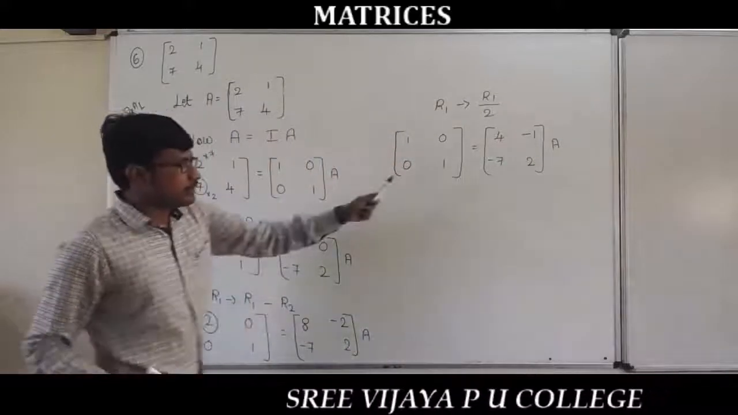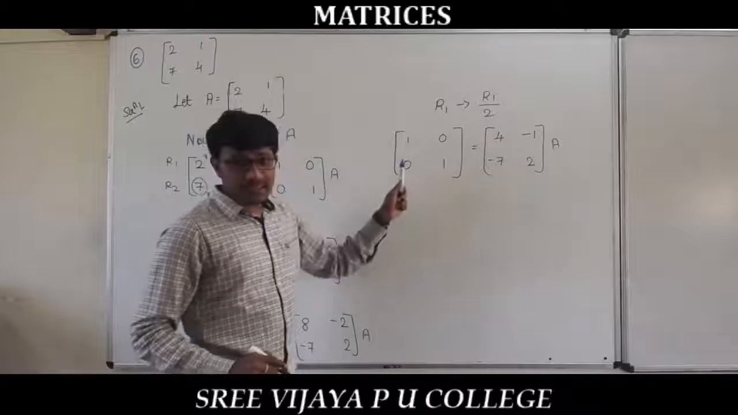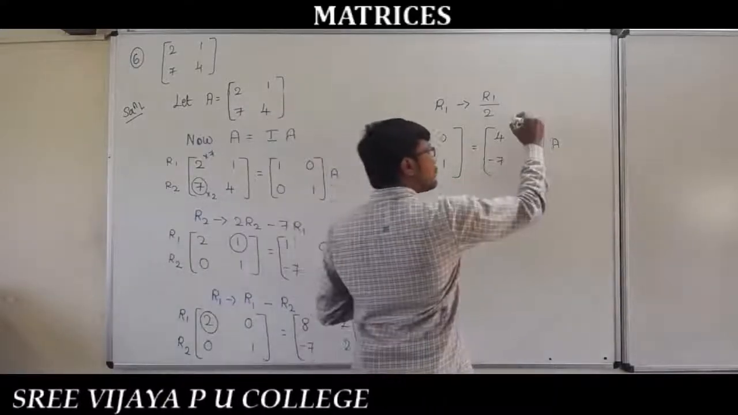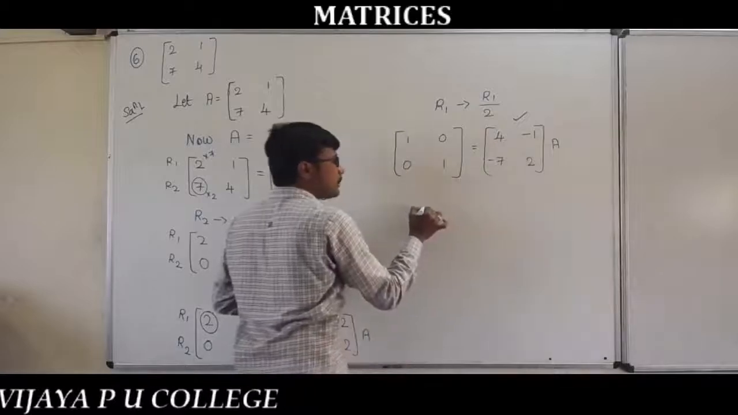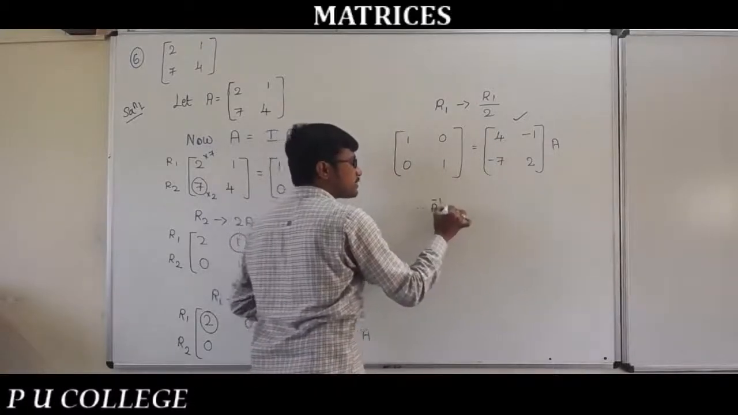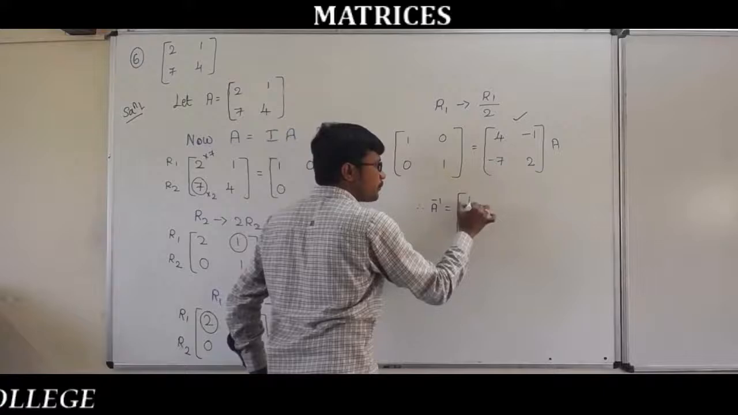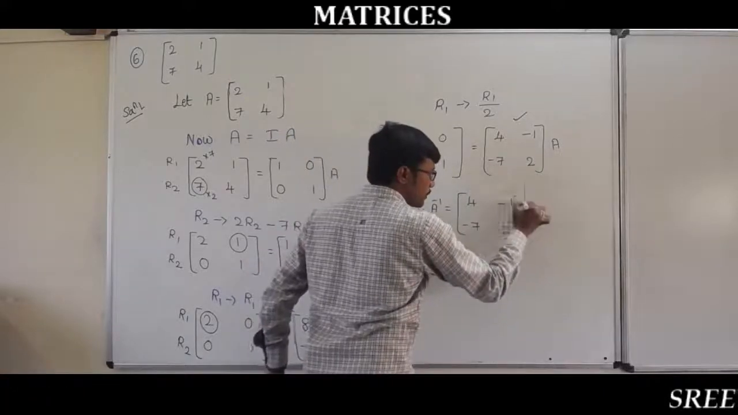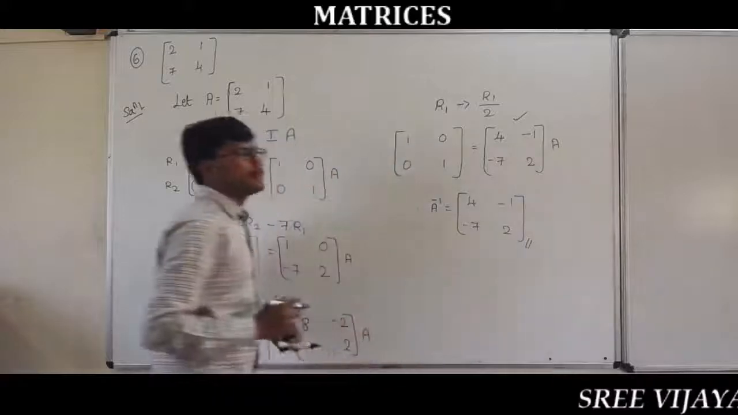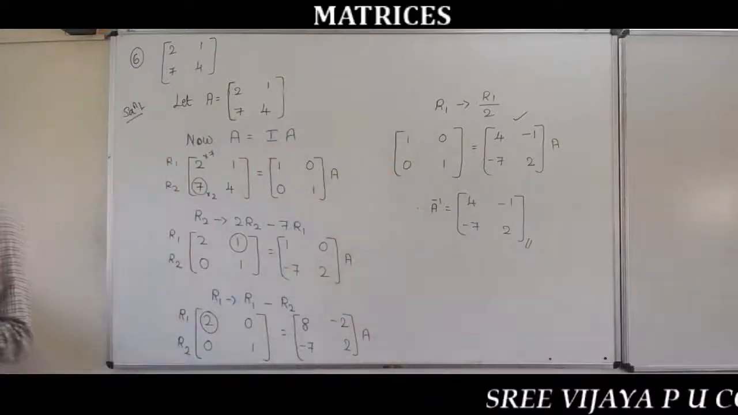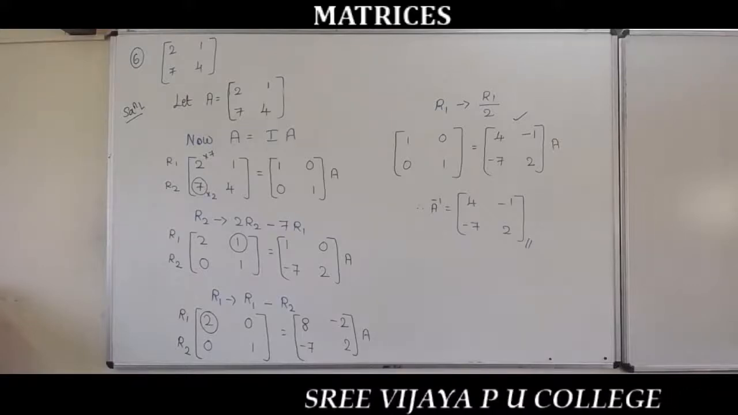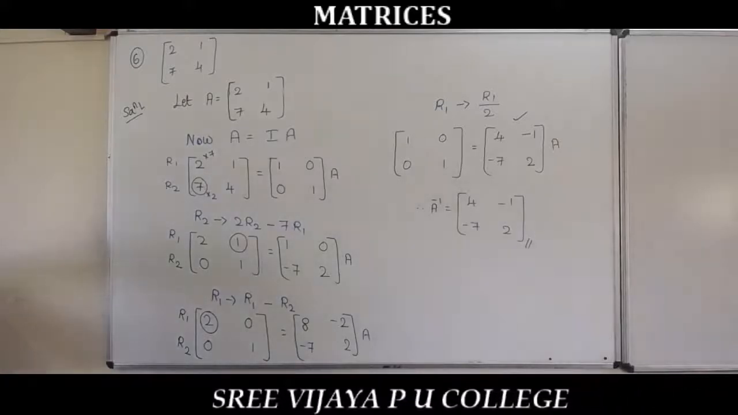So it's the last step. It is the identity matrix. So what is the answer on the right hand side? That is obviously the inverse of the given matrix. So A inverse is equal to 4, minus 1, minus 7, 2. So this is the inverse by using the elementary row operations. Okay. So see once again, you can do one more problem.